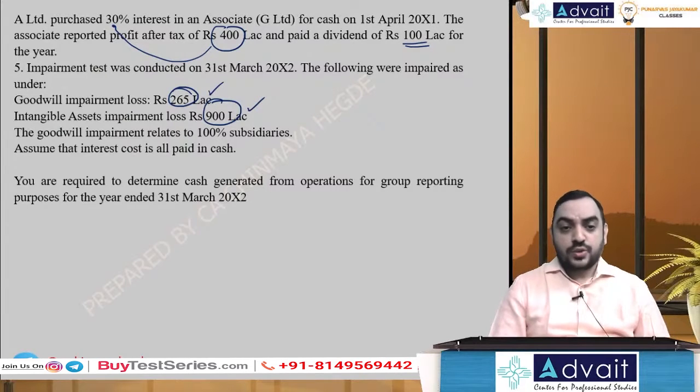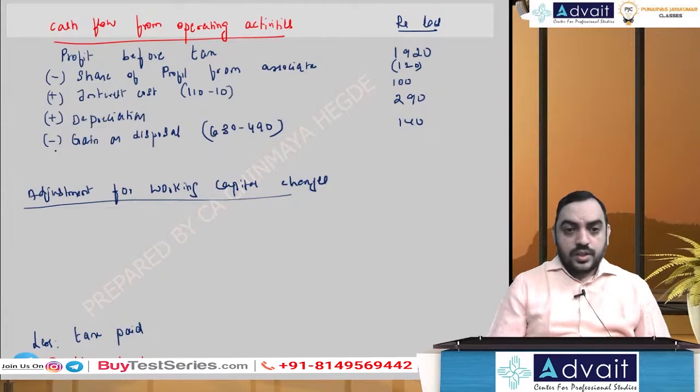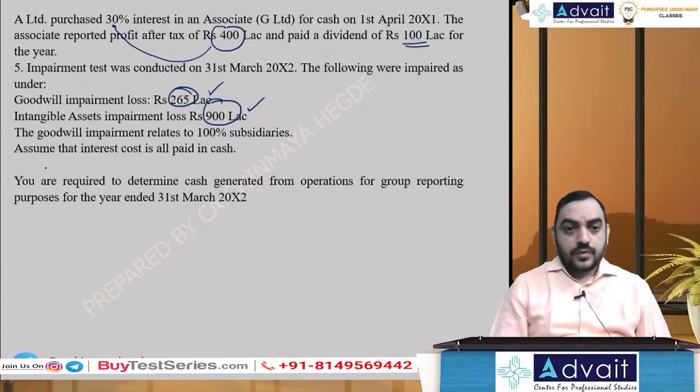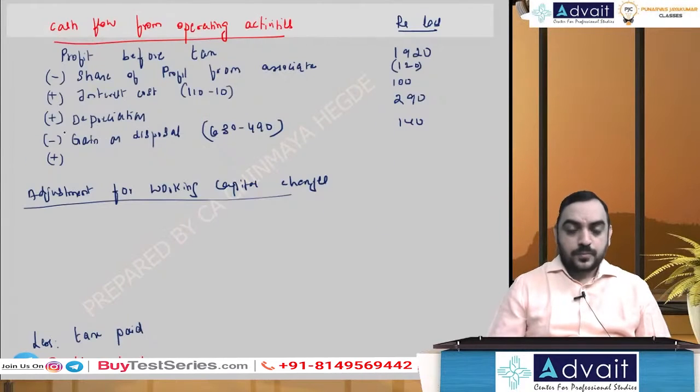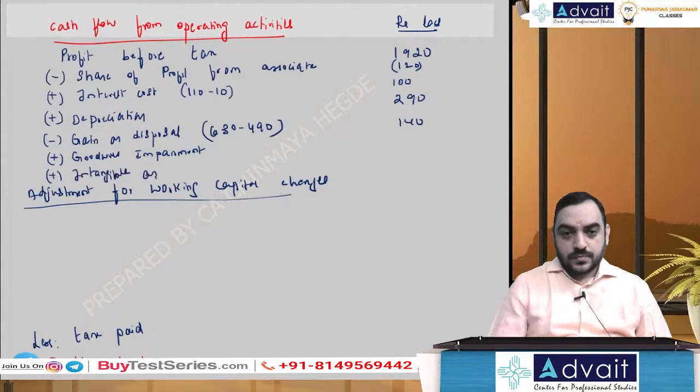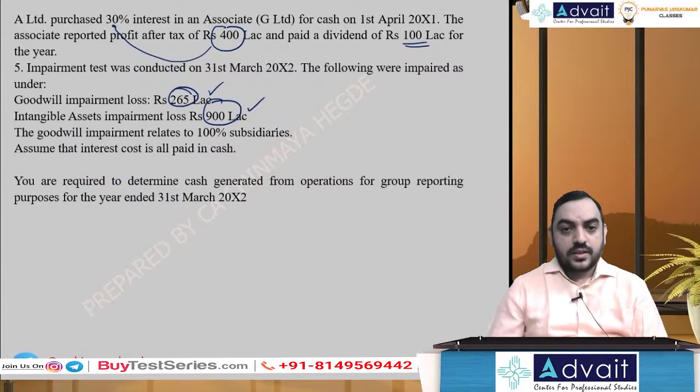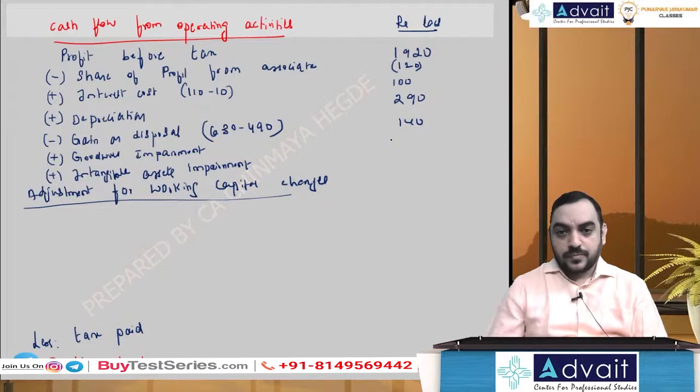So this goodwill impairment of 265 and intangible impairment of 900 would have been taken to P&L. So I need to add back impairment of goodwill and intangible assets impairment. It would have been subtracted. Now we are adding back. Goodwill impairment, non-cash expenses. That's why. Then intangible assets impairment. Goodwill impairment, so 265 and 900. You can do one subtotal if required.